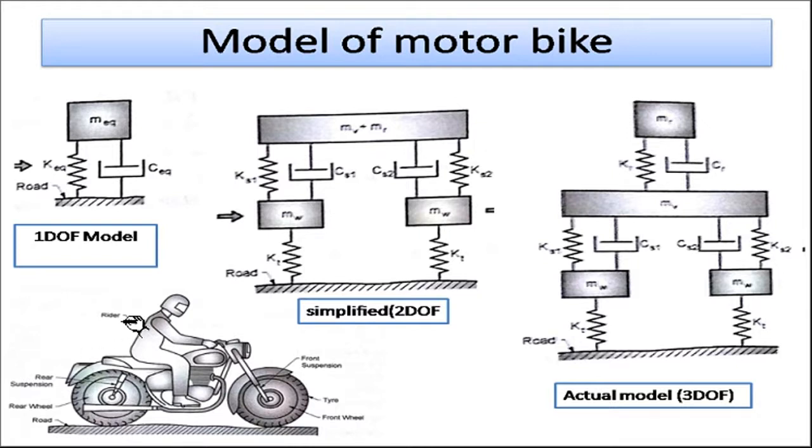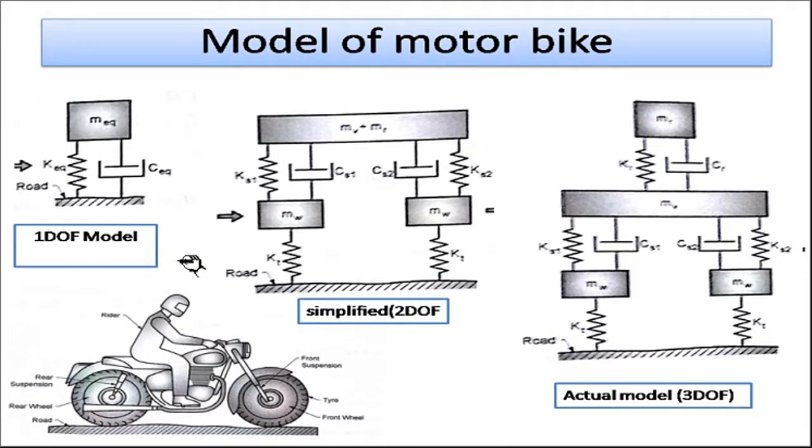If I have to make a simplified mathematical model of this, I will consider that with the help of the stiffness and damping of the suspension system and the tire, there is an equivalent stiffness and equivalent damping, and the total mass of the rider and the vehicle will be considered as M equivalent. So I can simply specify the single degree of freedom model like this, considering the total mass and the total stiffness and damping.